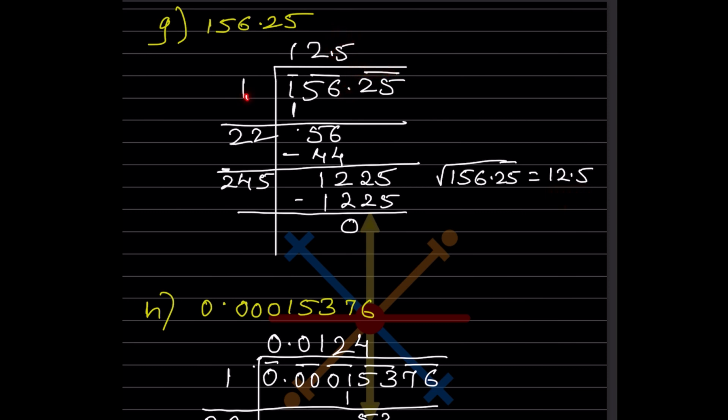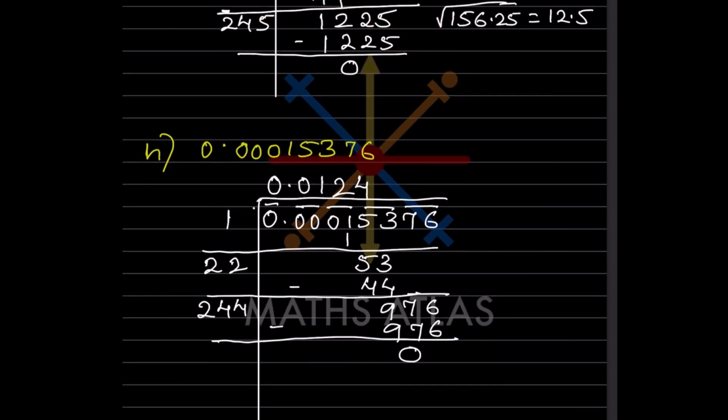Only here, we have 3 steps because it's not possible here. So 22 into 2, that is going to be 44. And then you have to go for the third step. This is the third step. 22 plus 2, that is 24. So here again, 5 means you have to write 5. So 245 into 5, that is 1225.